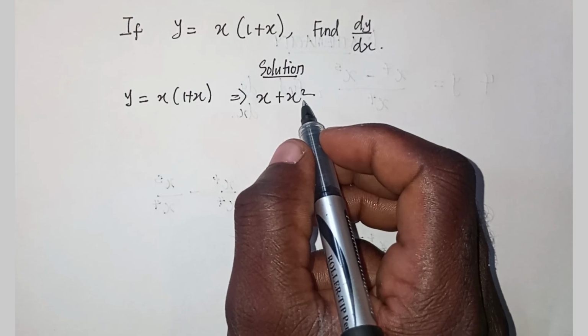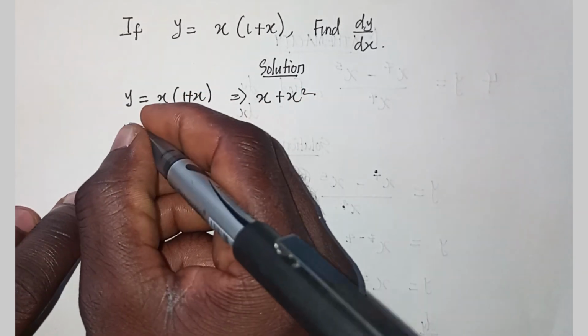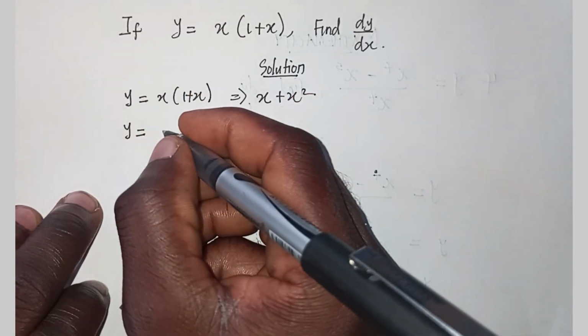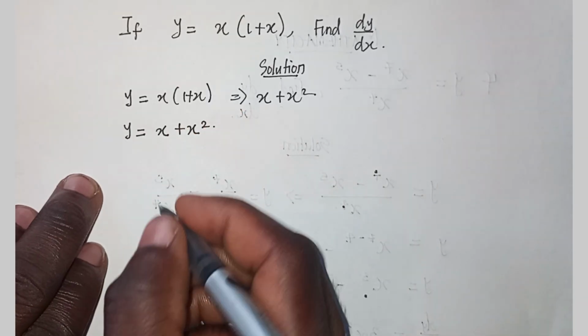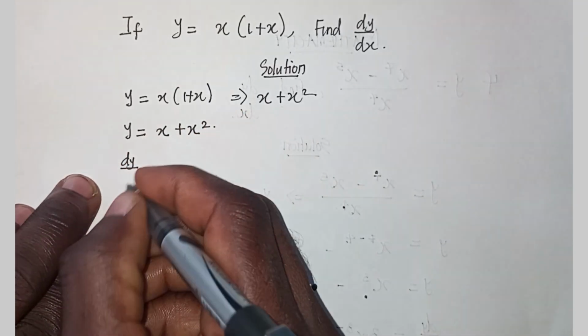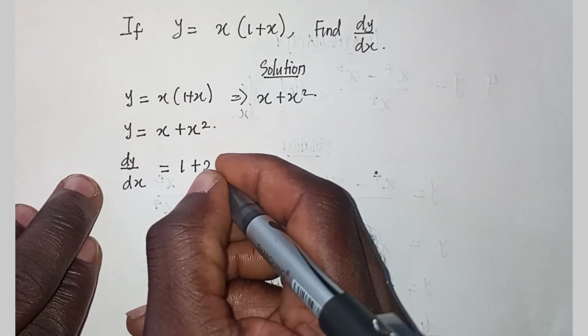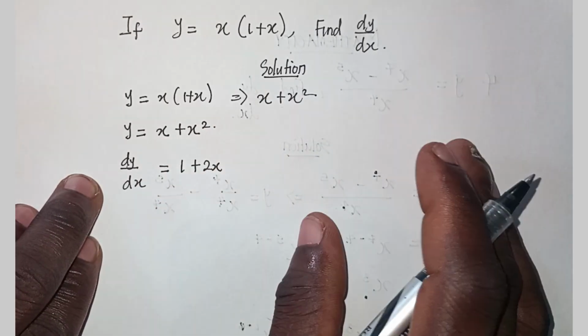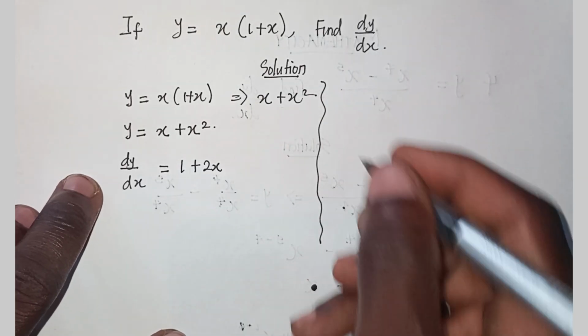I'm going to solve using the two approaches. Number one is to solve directly like this. Now, since I've expanded already, that means I have y equals x plus x squared. That simply means that dy over dx will be equal to 1 plus 2x, and that's just it. The answer is direct. So now let us solve using the second approach.